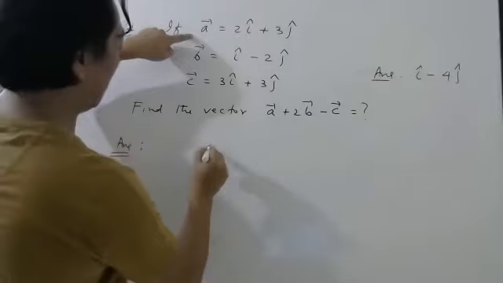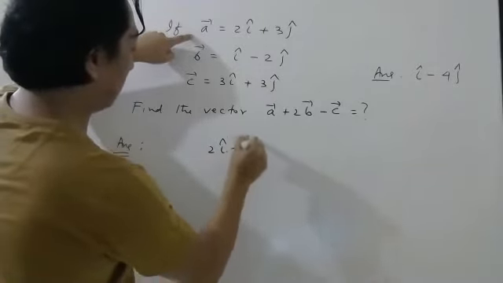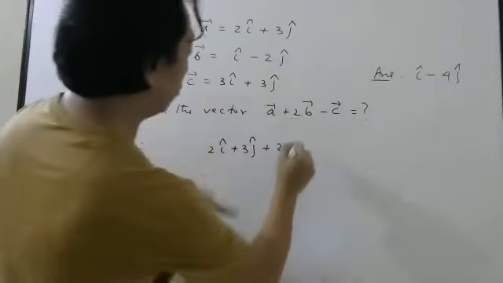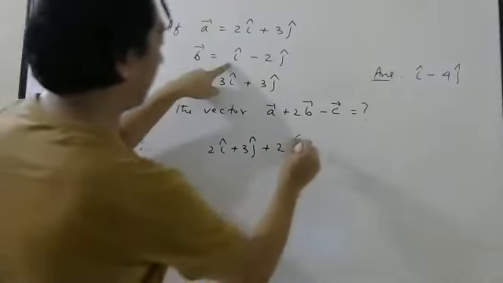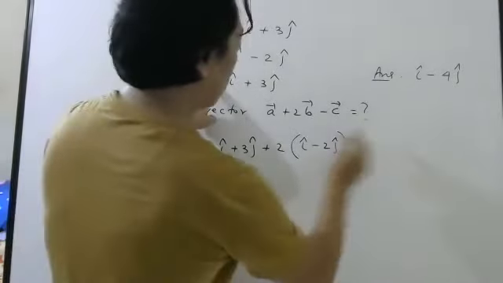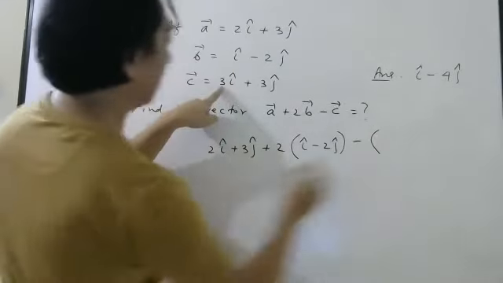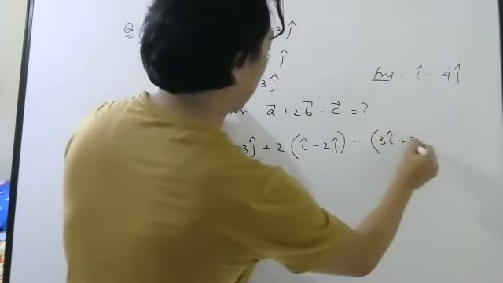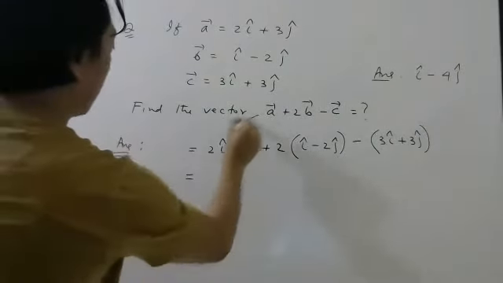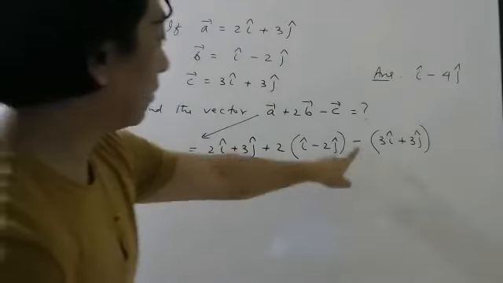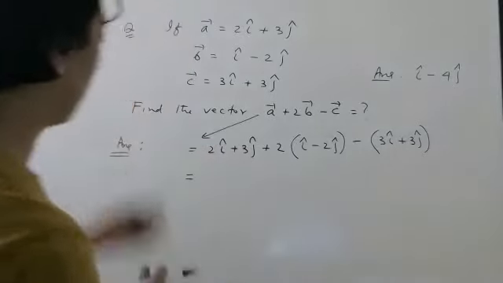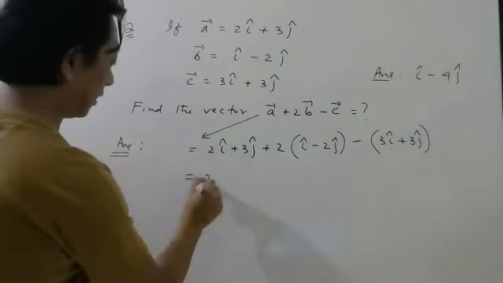So what is A bar? 2i cap plus 3j cap plus 2 times, this 2 is not for decoration, it is in the question, so 2 times B bar. So put a bracket. B bar is I cap minus 2j cap minus C bar. Since it is minus, you have to put a bracket. 3i cap plus 3j cap. So this vector they want equal to, right? So this vector will be equal to this. Whenever a minus sign is there, please put a bracket, otherwise again you will forget the sign here. So this thing we cannot do anything, same only.